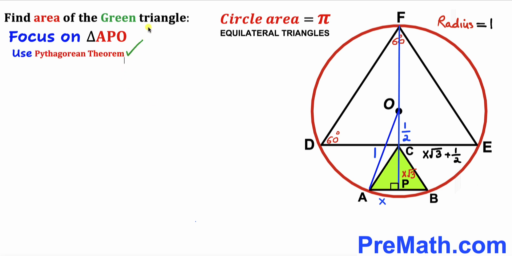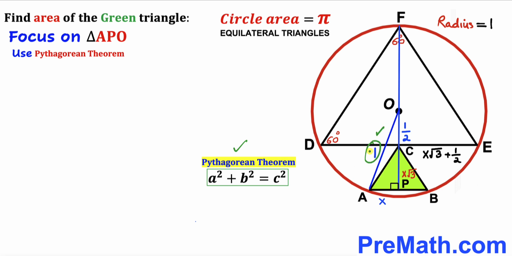We are going to apply the Pythagorean theorem on this triangle. And here's our Pythagorean theorem: a square plus b square equal to c square, where this AO is our longest leg. So therefore let's go ahead and fill in the blanks in this Pythagorean formula. A in our case is x square plus b in our case is x times square root of 3 plus 1 divided by 2 whole square equal to 1 square.